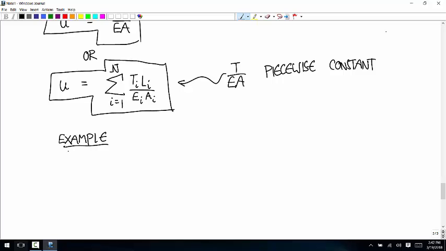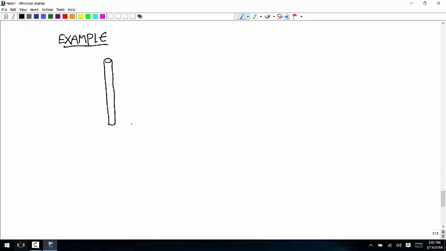Okay, so let's do an example where we have a column, and at the middle, something's applying an upward force of 3,000 newtons. And at the end, something's applying a downward force of 10,000 newtons. Find the change in the length of the beam. And I'll give you the other stuff you need.